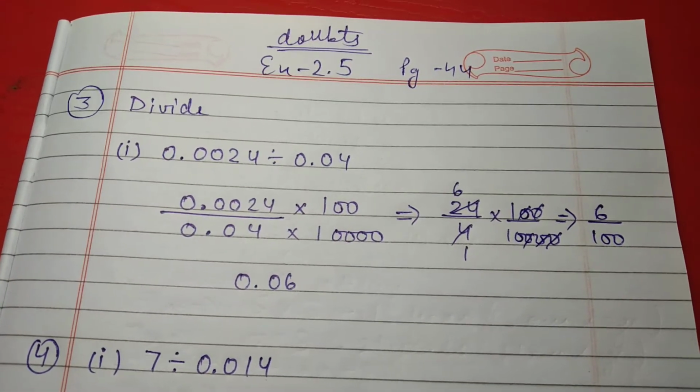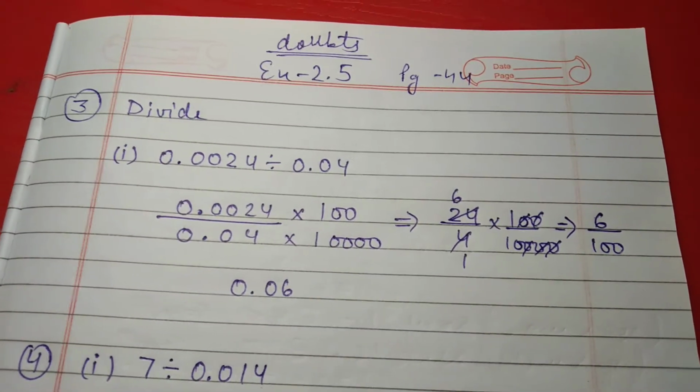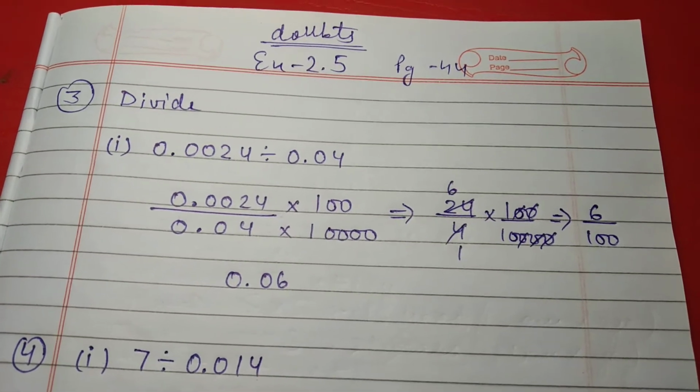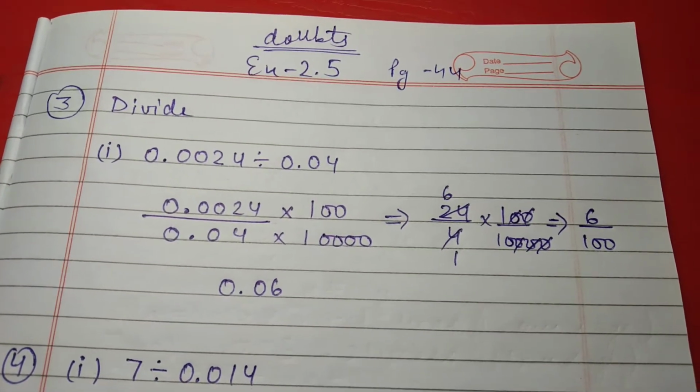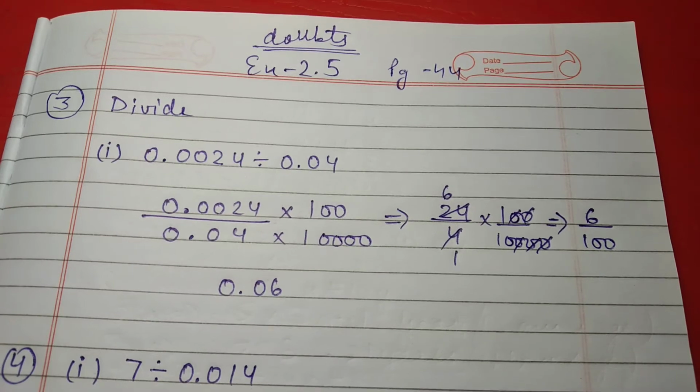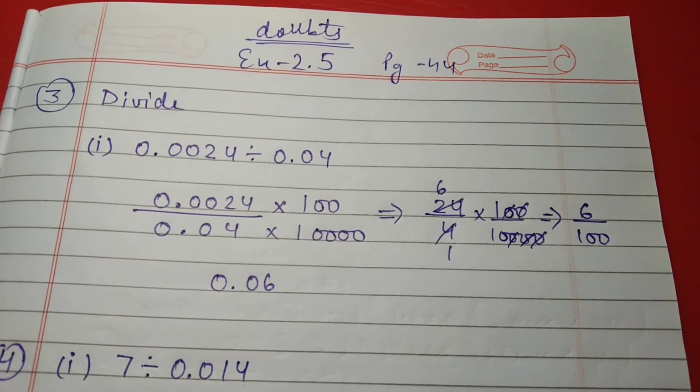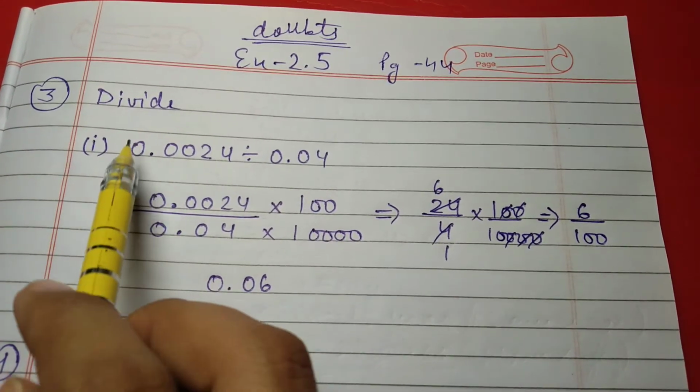Good morning students. Today we'll be doing the doubts of exercise 2.5, where you asked me to do questions 3, 4 and 5 from page number 44. Here I'll be solving one question of every question, so you can do the other questions by yourself.